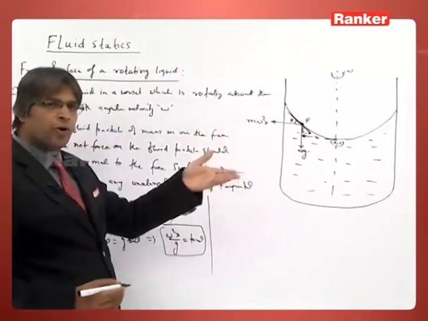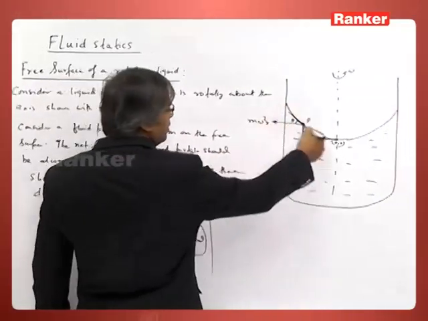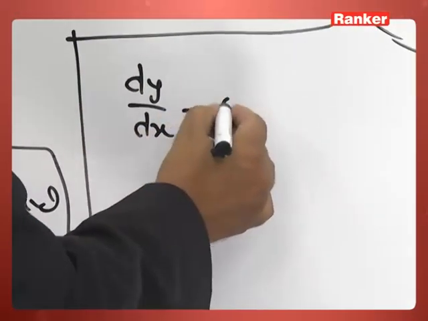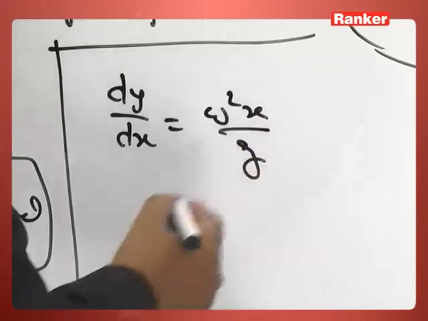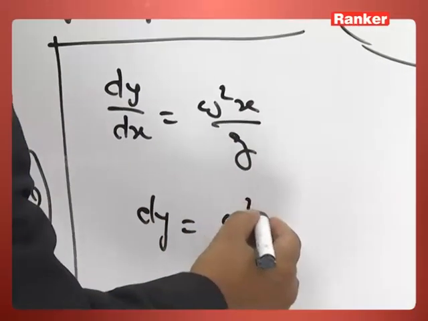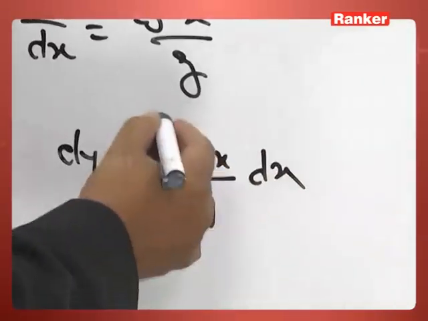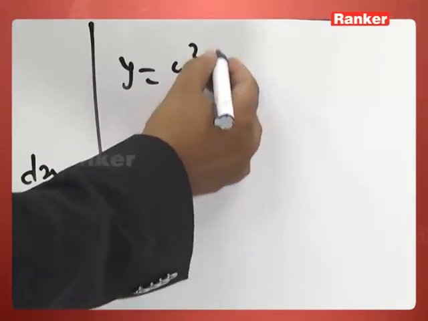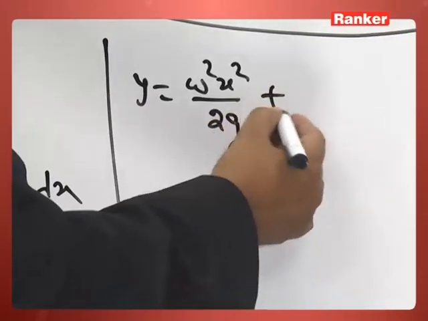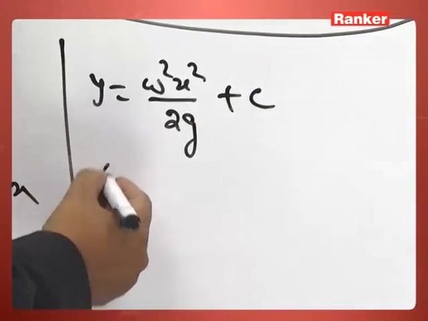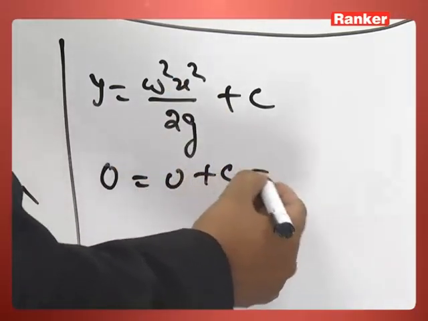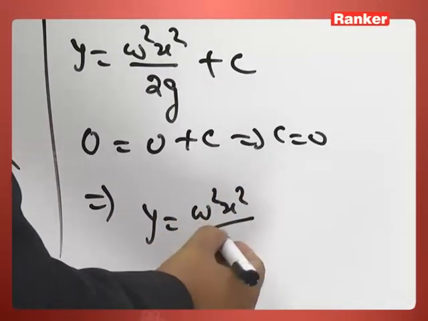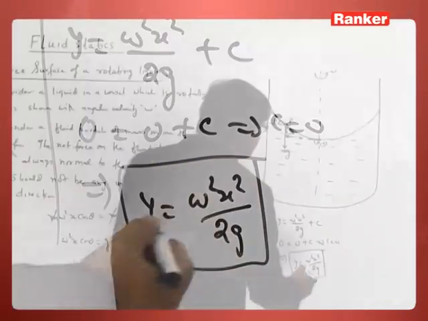This is a very important result. Tan theta is the slope of the tangent to this curve. So, this tan theta is written as dy by dx, that is omega square x by g. So, on integration it gives y is equal to omega square x square by 2g plus constant of integration c. Now, y is 0 when x is equal to 0 implies c is equal to 0. Thus, y is equal to omega square x square by 2g is the equation of the free surface.